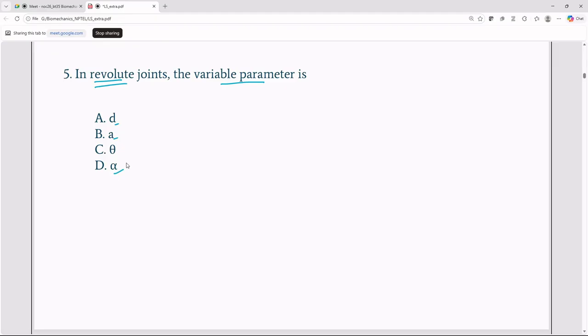So which among the following is the variable parameter for revolute joints? Options are option A, d. Option B, the link length a. Option C, the joint angle theta. Option D, the twist angle alpha.